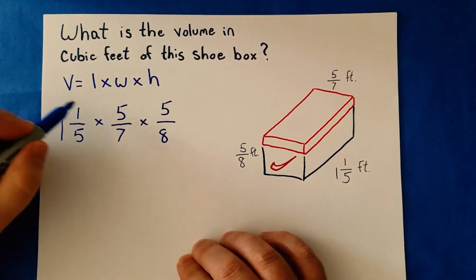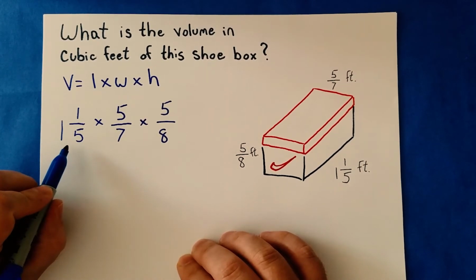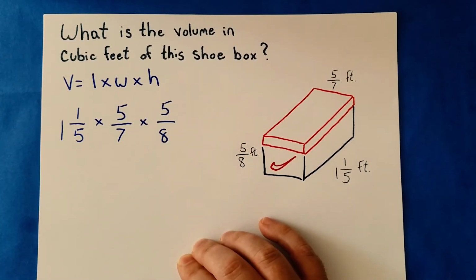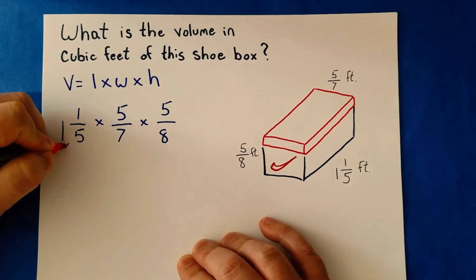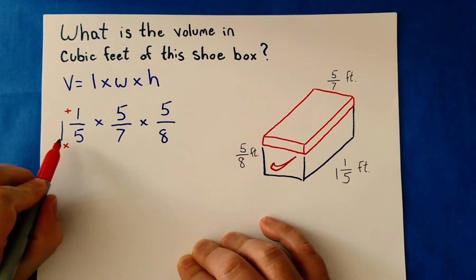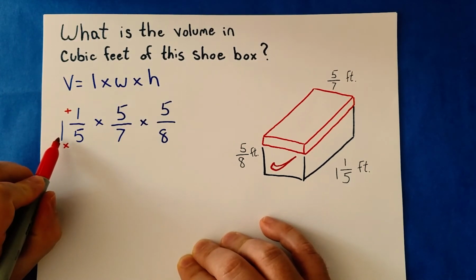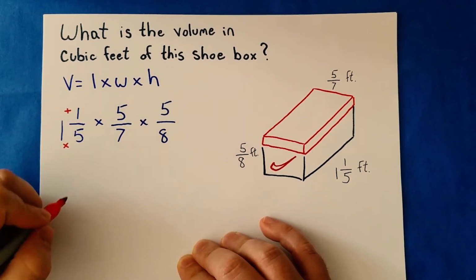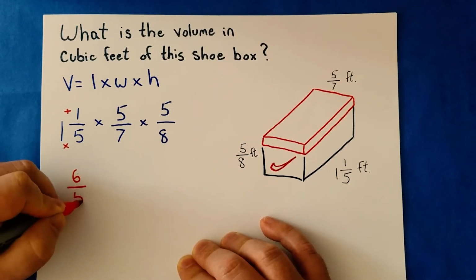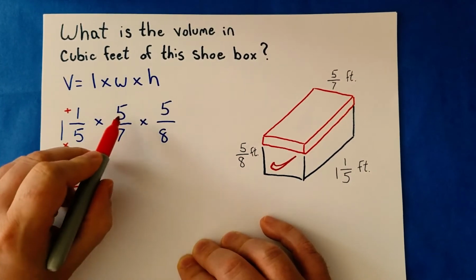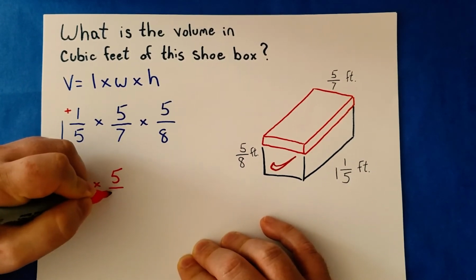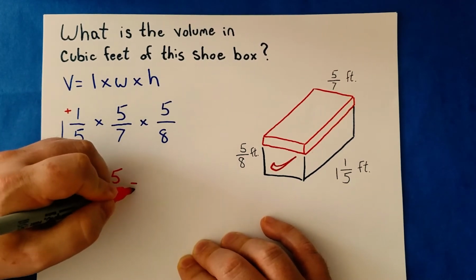So I'm given this mixed number. I know that I have to turn it into an improper fraction. So what do I do? Multiply the denominator by the whole number and then add that numerator. 5 times 1 is 5, plus 1 is 6. My new numerator is 6. My denominator remains 5. 5/7, I don't have to change anything here. Now I'm going to do that math right now.